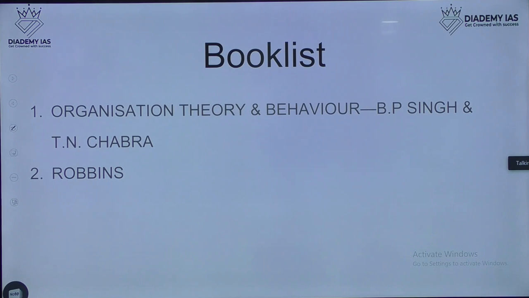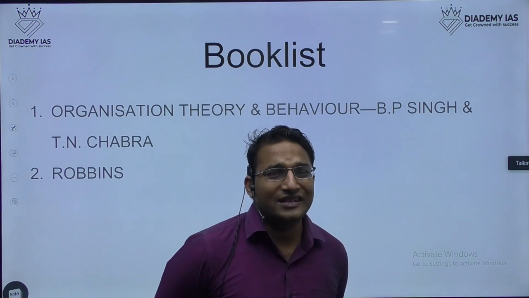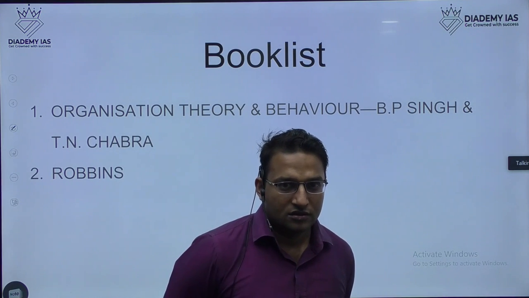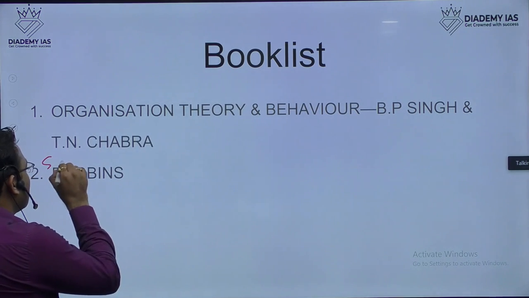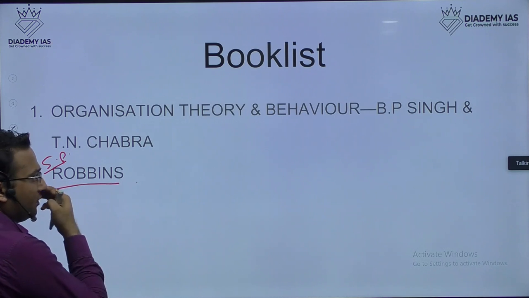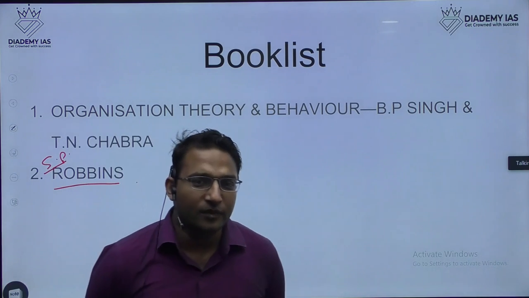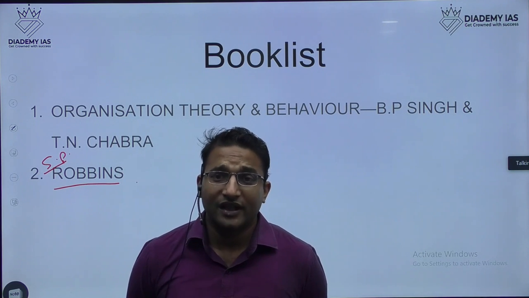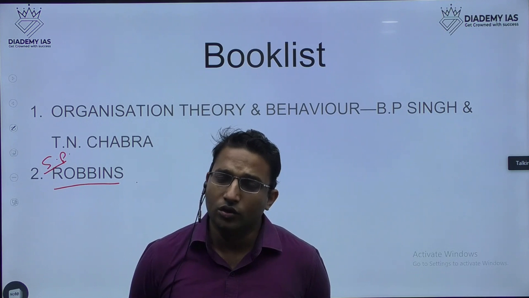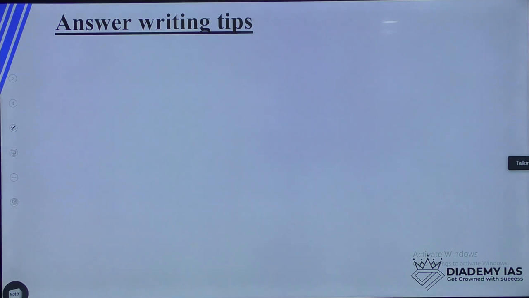Book list. So B.P. Singh and Chhabra, this is a very famous book. You can buy this. But see, the problem is that not a single book is sufficient. And second is S.P. Robbins. And S.P. Robbins also has multiple books, okay? These two books, you can even follow one book, right? Plus you can supplement with other things as well. A lot of content is available here and there, but then you have to make short notes, you have to add value, okay? Now, answer writing tips.